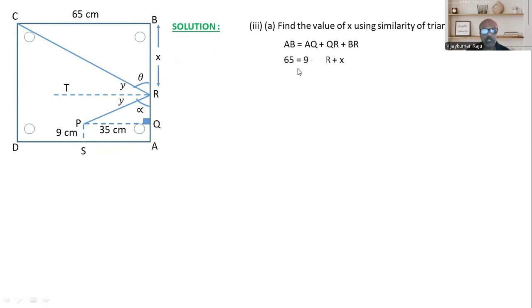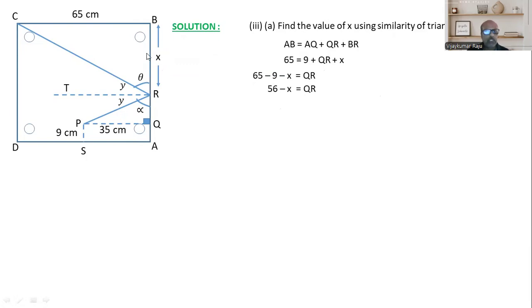So let's put the value here. 65 is equal to AQ, which is 9, plus QR, which we have to find, plus BR, which is given as X. Let's take this X and 9 to the left side. It becomes 65 minus 9 minus X is equal to QR. 65 minus 9 is 56, so 56 minus X is equal to QR. This is the length of QR.